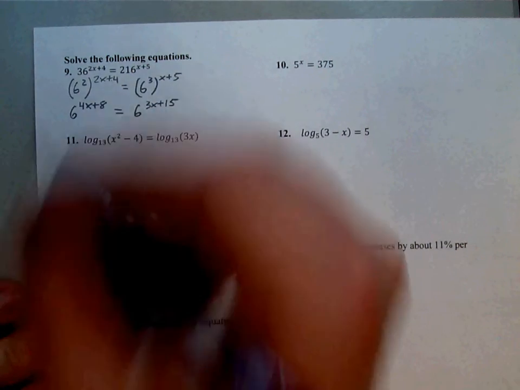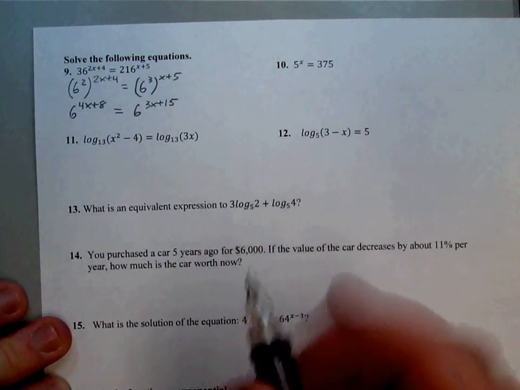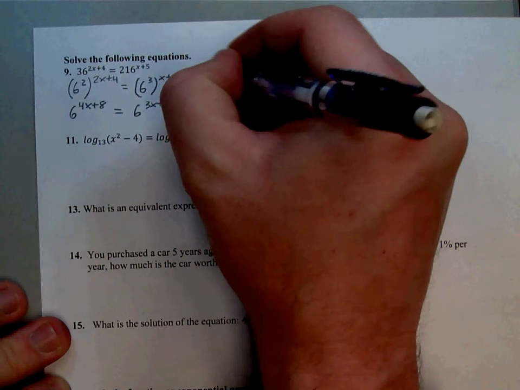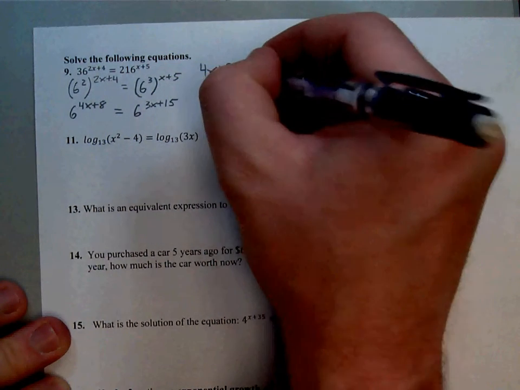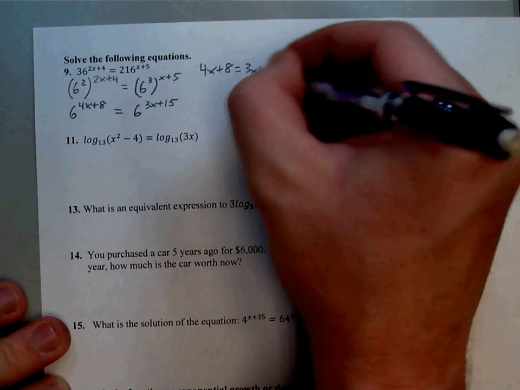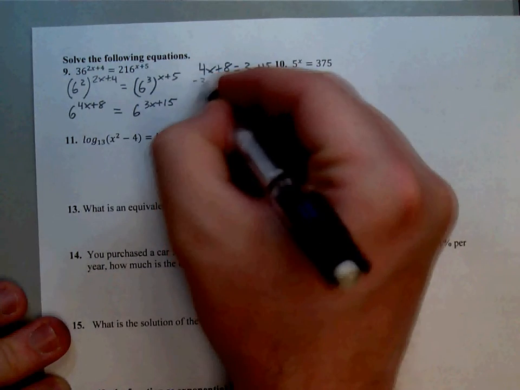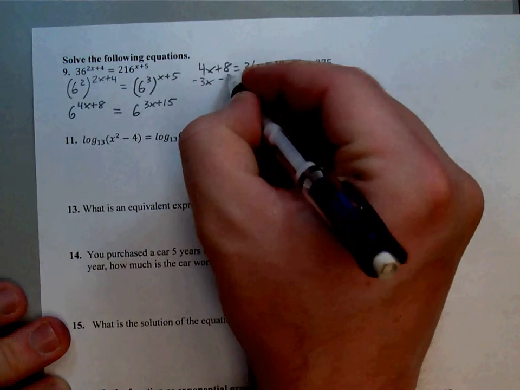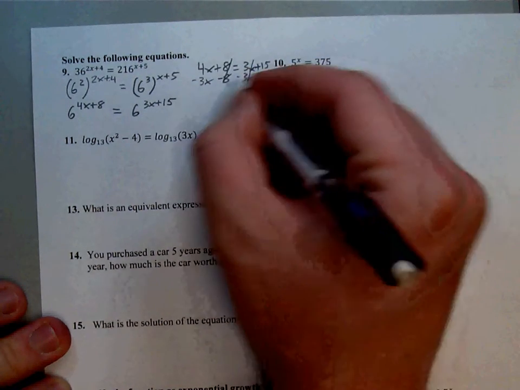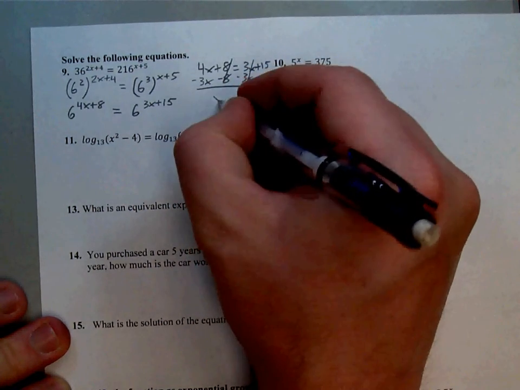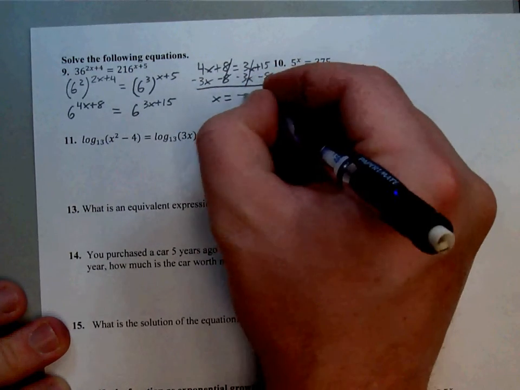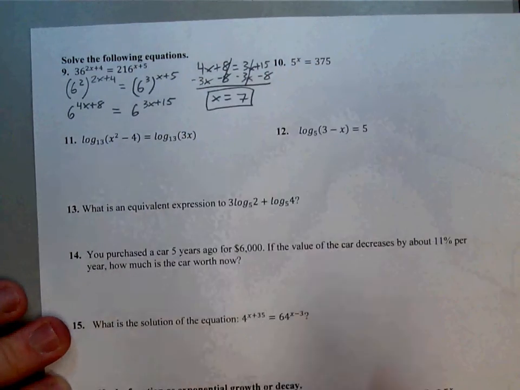Now you can drop the base numbers since they're the same and just look at the exponents. 4x plus 8 has to equal 3x plus 15. So I'm going to subtract 3x from both sides. I'll also subtract 8 from both sides. So 4x minus 3x is x. Over here, 15 minus 8 is 7. So x equals 7.